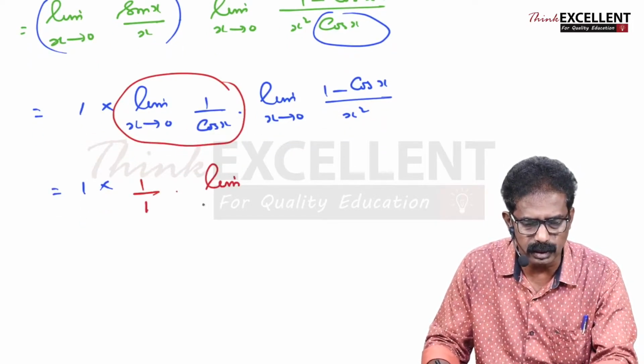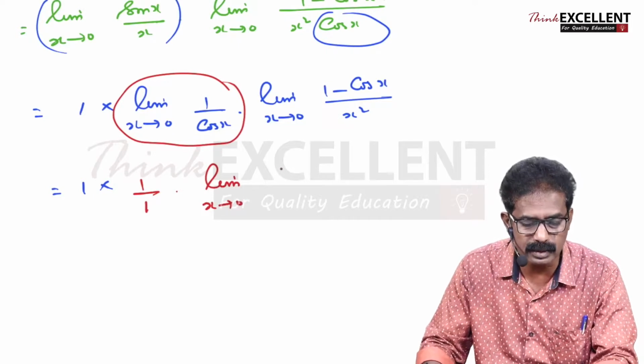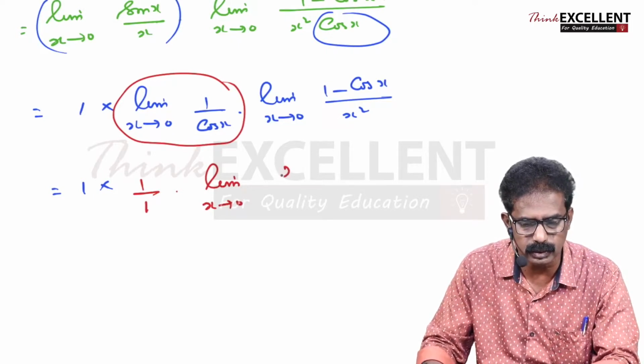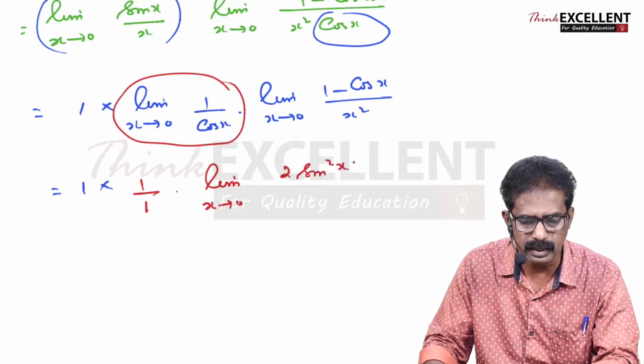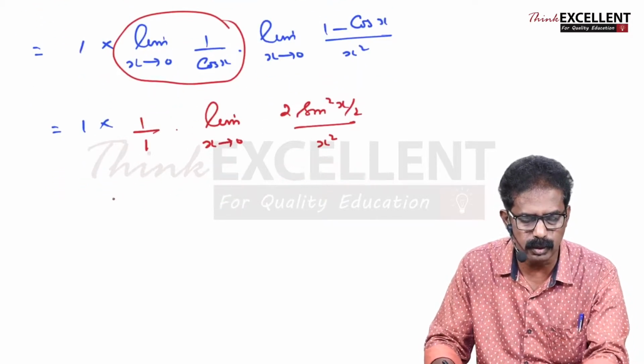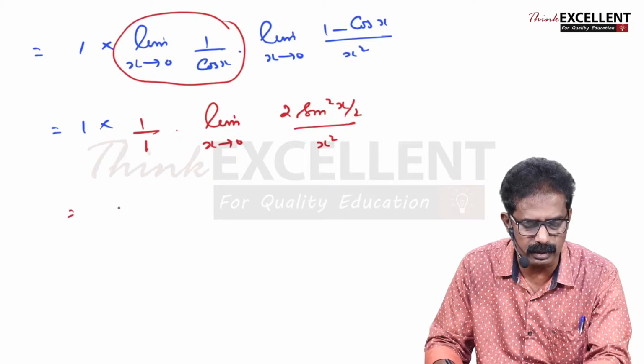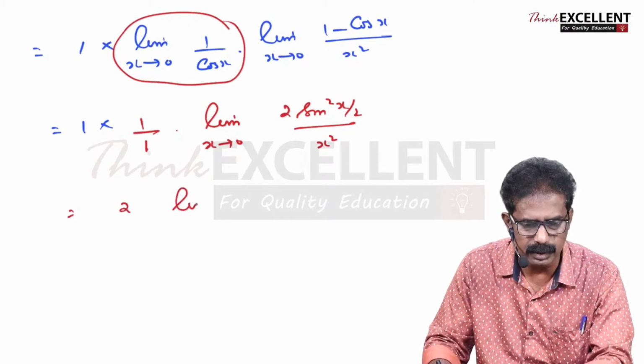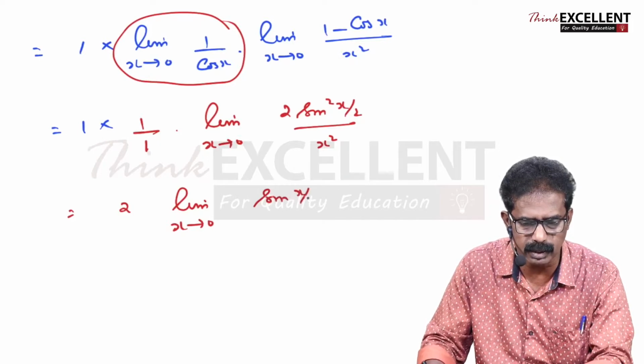Limit x tends to 0, 1 minus cos x, what is that? 1 minus cos x is 2 sin square x by 2 by what? x square. Take that 2 outside. Here 1 into 1, 1. Take that 2 outside. Limit x tends to 0, the whole square you can write, sin x by 2 by x, the whole square.